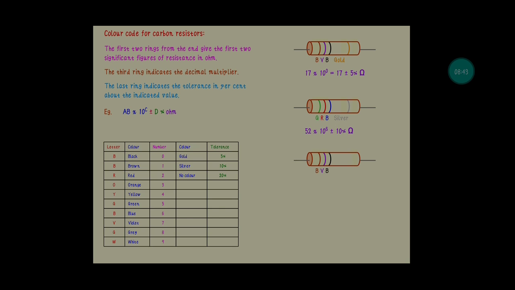So we have this as 52 into 10 power 6, plus or minus 10%. Similarly, you have another one which doesn't have any color, so you just have to write plus or minus 20%. So you have to remember it like B.B. Roy of Great Britain had a very good wife. You can remember it like this, just by taking the first letters of the given words, right?